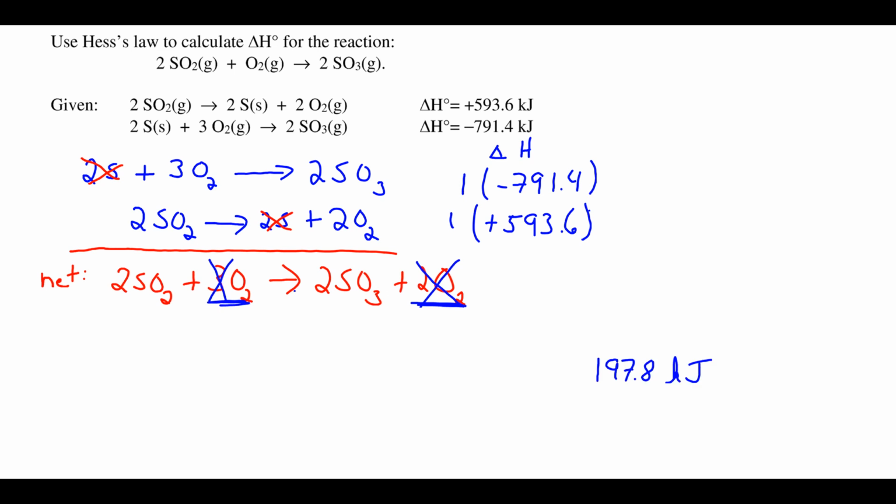Alright, here we are, we're done. Our target equation matches our net equation here. And to find delta H of the net reaction, we add the heat associated with each of these reactions that we sum together. So in this case, it's just a sum of these two, and the answer is as written.